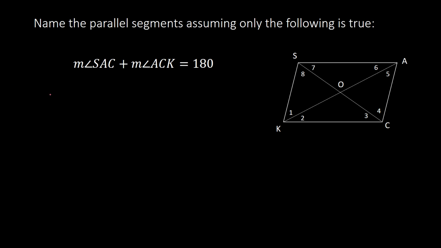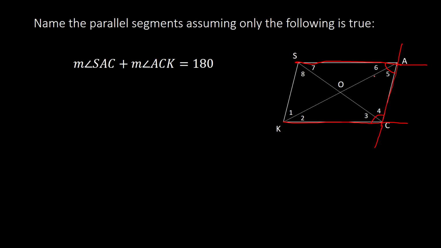So here we have SAC. That is going to be this angle from S to A and then down to C. So this angle, and then plus measure of angle ACK. So ACK would be from A to C down over here to K. So we're looking at this angle right here and this angle down here. And it may be helpful to extend these lines a little bit so we can picture what is happening. So let's extend this.